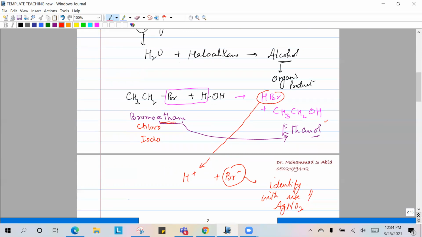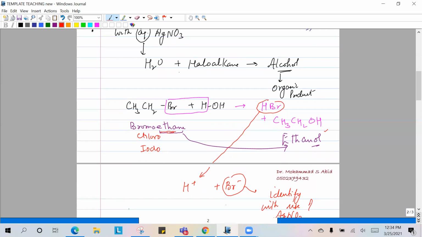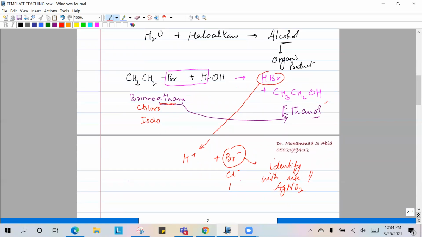Now remember again one thing, that haloalkanes are not very soluble in water. So for that we have some extra measures to take. So this could be Br, this could be Cl, this could be I. So depending on the color of the precipitates, you can identify. So you are getting the halide ion from here.